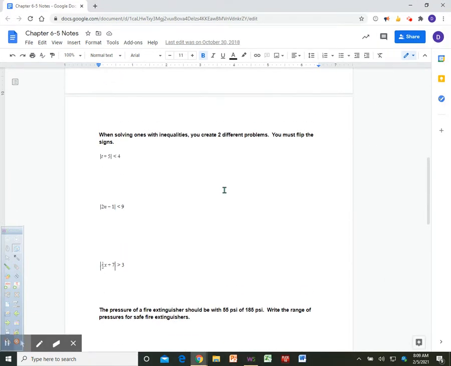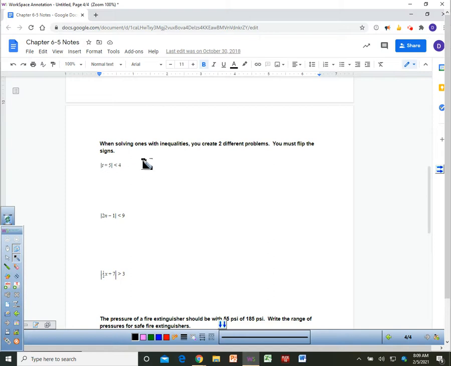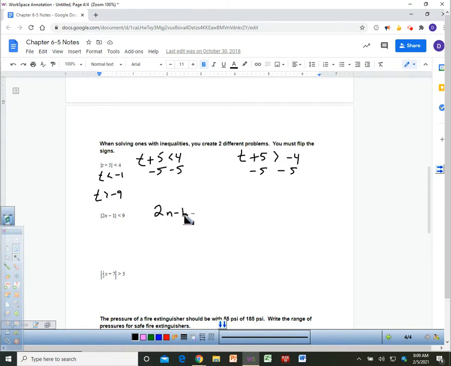Now, with inequalities, it is very similar, except there's one little thing we got to do different. So we got to set up our two equations. Our first equation is going to look exactly how they give it to us. Our second equation is we're going to flip our sign and then make it negative. Okay, so we got minus 5 now, minus 5 now. So t can be less than -1, t can be greater than -9. Okay, another one like that. First one sets up exactly how they show us. Second one sets up, you flip your sign and change it to negative.